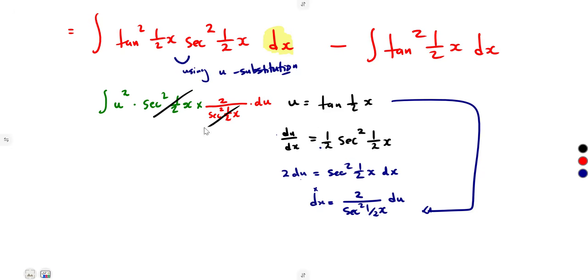So these two can cancel. So we are left with the 2 and u squared. So this is the part that you can even indicate here. You can indicate to say this whole part is going to be given as the integral of u squared. So taking this 2 out of the integral, because it's a constant, we can write it as 2. Then there is what? du there.